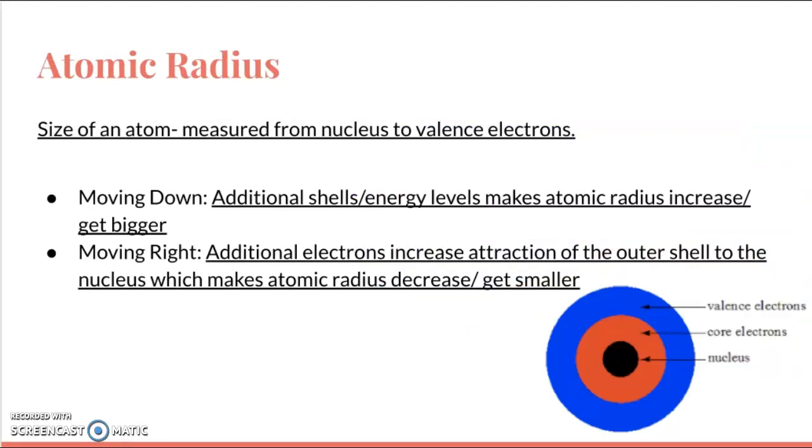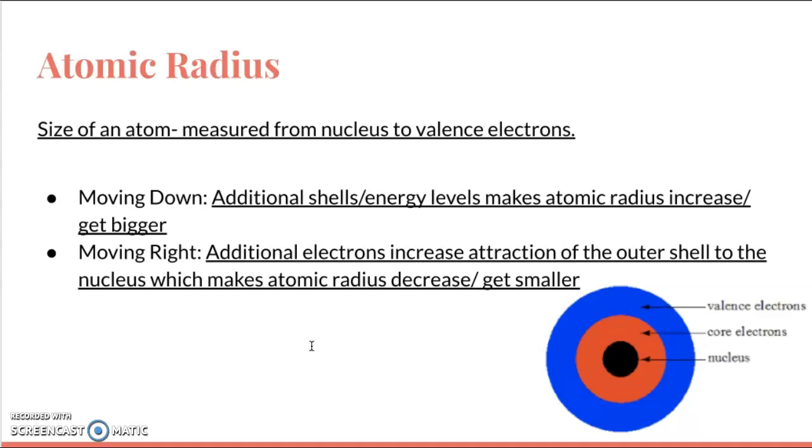Atomic radius is just the size of an atom, meaning I'm going to measure it from the nucleus all the way to your valence electrons. And valence electrons, we're going to learn this in the next lesson, are your outermost electrons. So if you see over here, I have a nucleus. Valence electrons are those ones that are going to be the furthest away.